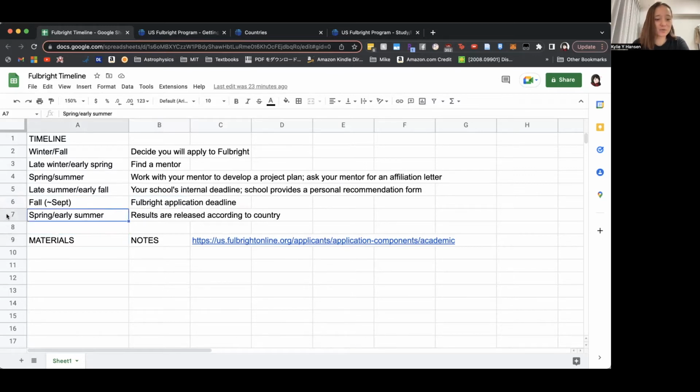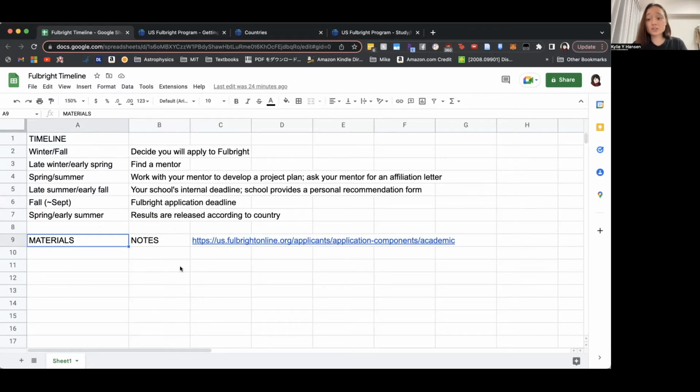So finally, the last one, you will expect to hear back from the country that you applied to, because you're applying specifically to a country, in the spring or early summer. So, you apply in the fall, you wait over winter, and then here comes spring, and depending on the country, it may also be early summer. I didn't hear back until May, and then you will hear the results, whether you got in or not. Okay, so moving on. So that was the timeline. Basically, it was a long process for me. It would have been way shorter if I didn't have to find a mentor, but this is the process, basically.